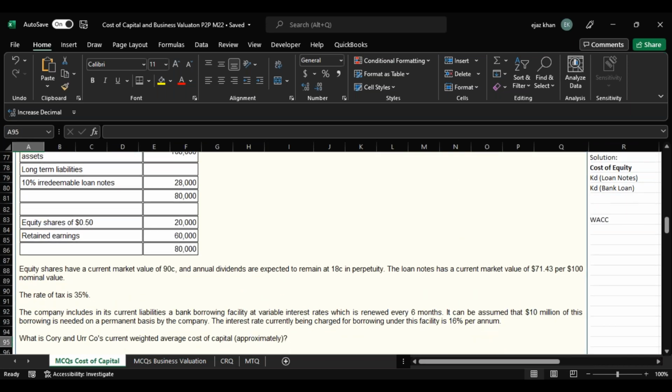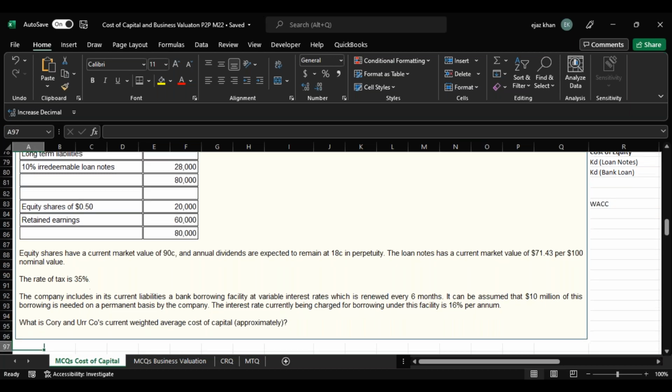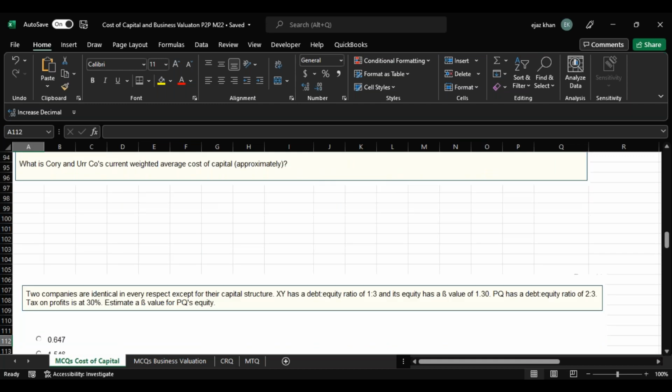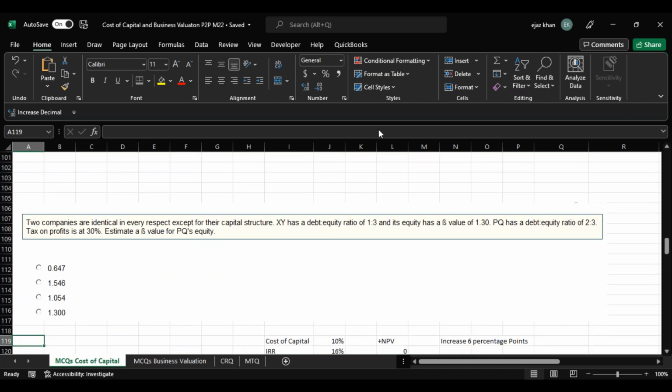Should I move to the next question? Okay. Here we go. Two companies are identical in every respect except for their capital structure. XY has a debt to equity ratio of 1:3 and its equity beta has a value of 1.3. PQ has a debt to equity ratio of 2:3. Tax on profit is at 30%. Estimate beta value for PQ's equity.